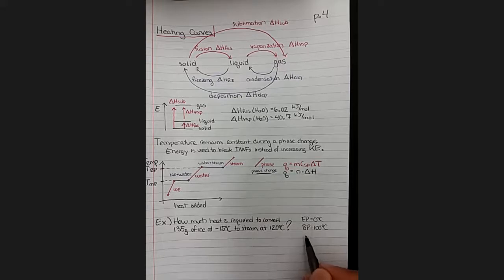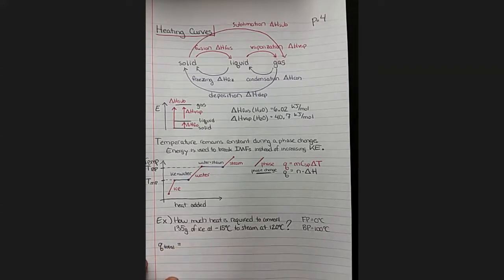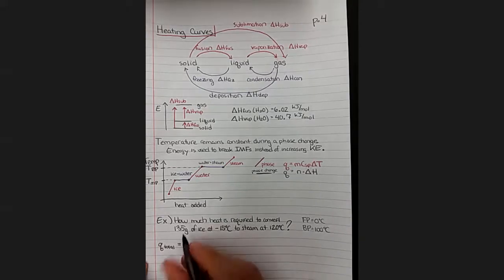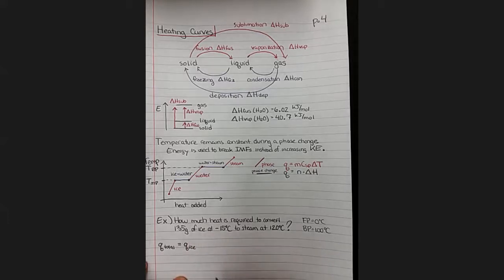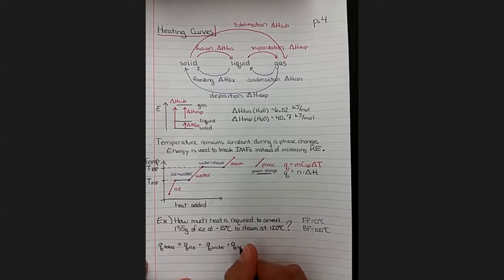So we're going to have a lot of different steps in this graph. I like to think of it the same way I did in the last chapter, trying to find the Q total and adding up all the different pieces. We're going to have one piece for each of the phases that are being warmed. So we're warming up the ice, we're warming up the liquid water, and we have to warm up steam.